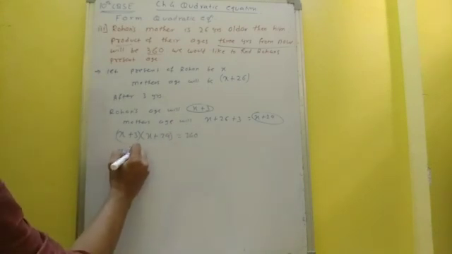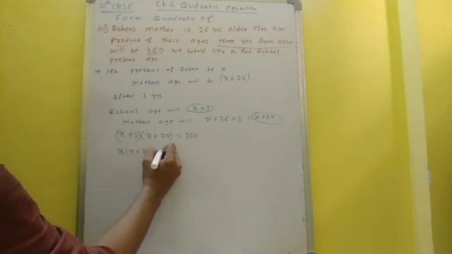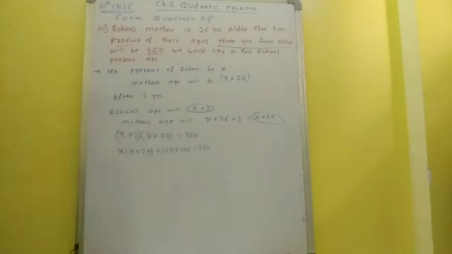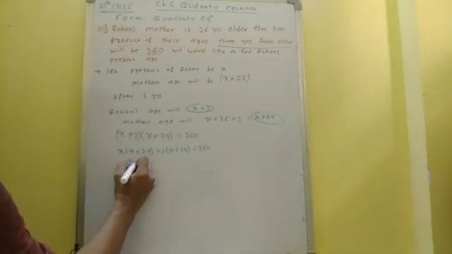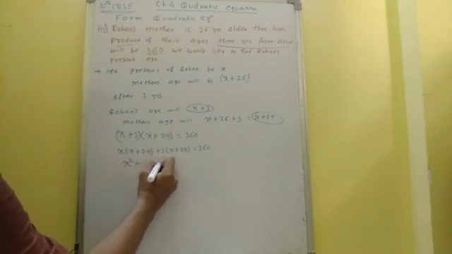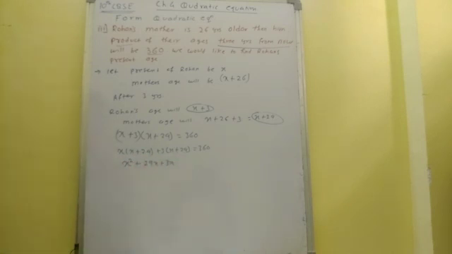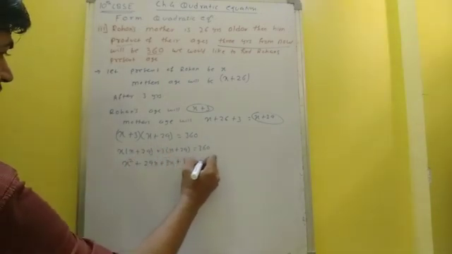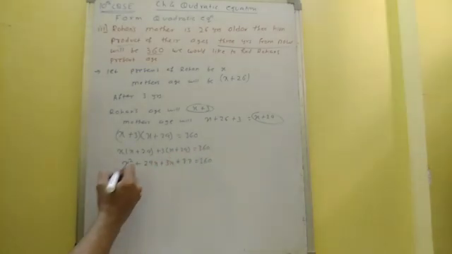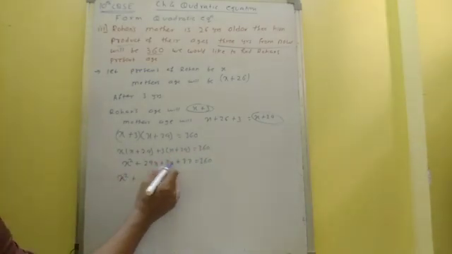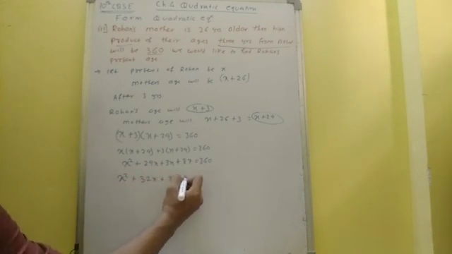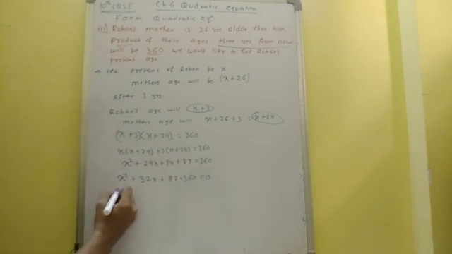So x multiplied by x plus 29, 3 multiplied by x plus 29 is equal to 360. So x into x is x square, 29 into x is 29x, 3 into x is 3x, and 29 into 3 is 87, is equal to 360. So x square as it is, 29 plus 3 is 32x, plus 87 minus 360.